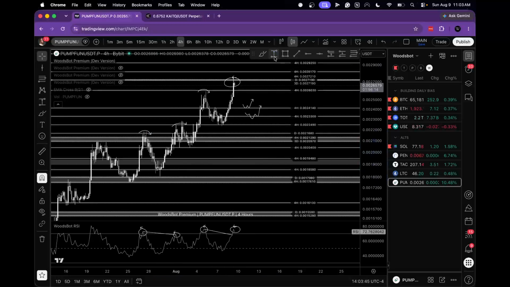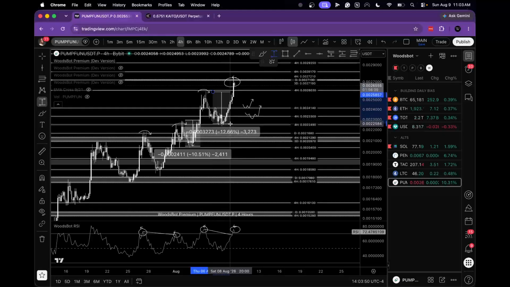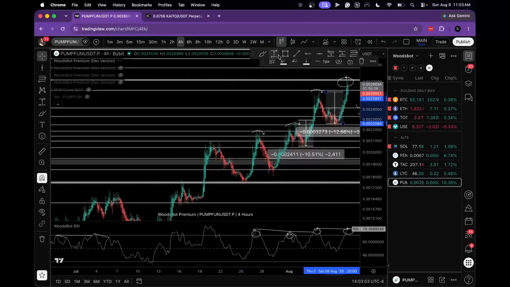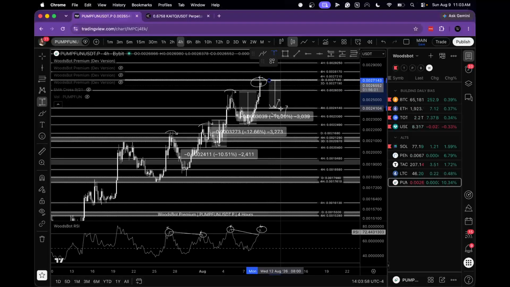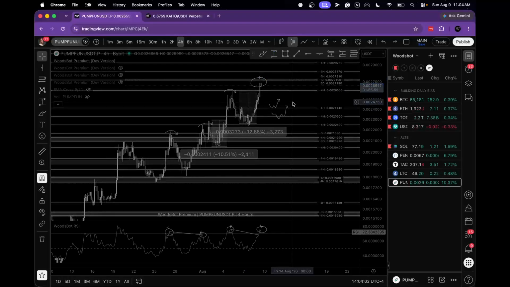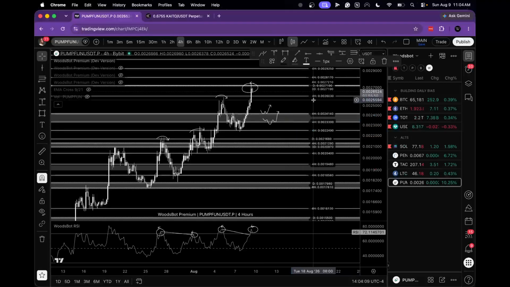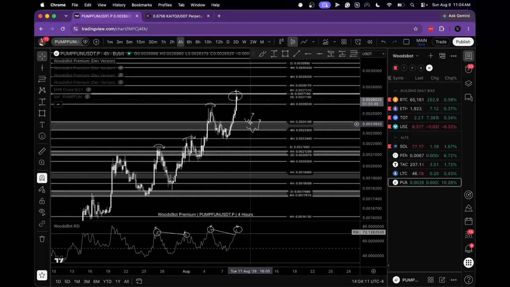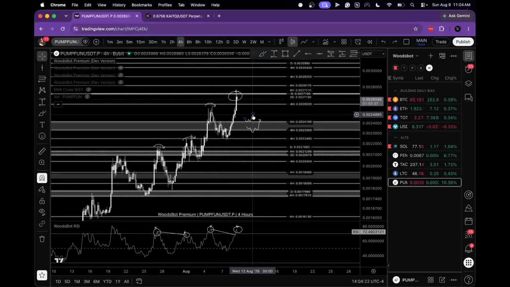Like 18%, 10%, 12%. So a pullback from here of 10 to 13% is definitely very possible. Anywhere in this area here would be fantastic to get long again, and it's where I'll have my alerts and stuff set. It just ends up being great structure. So I would look for this area here on pump.